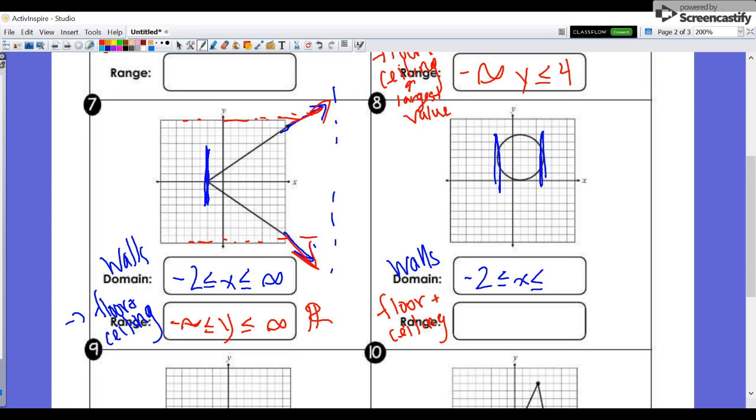And then my floor and ceiling, I can make my ceiling there, I can make my floor there. So we start at the floor, and we go up to the ceiling. The highest value there, that is 2, 4, looks like 6.